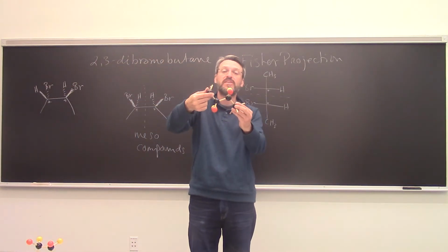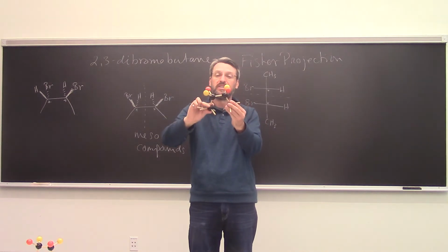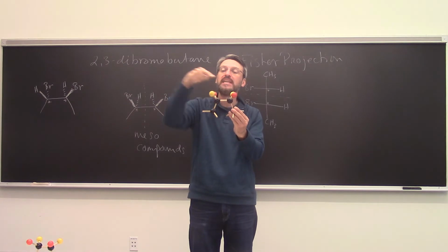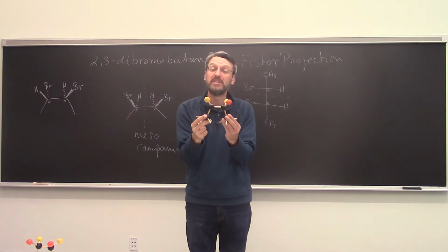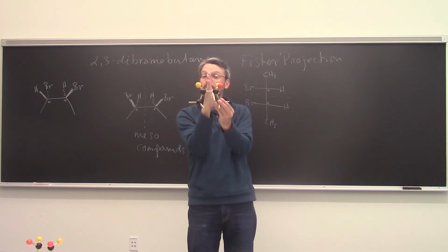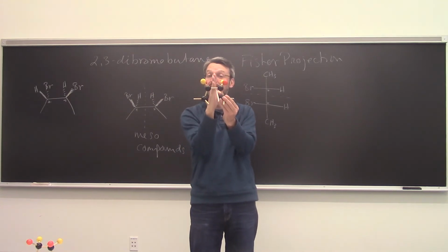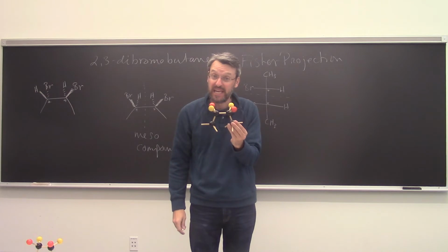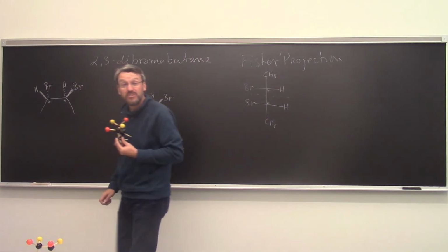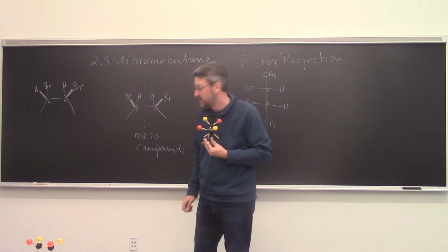So again, it started out here. I made it totally eclipsed. So you can see the bromine is in front, H is behind, H is in front, and bromine is behind. So for this one now, that internal mirror, or that symmetry down the center, goes away. So this one is chiral and is going to have a mirror image that's an enantiomer.